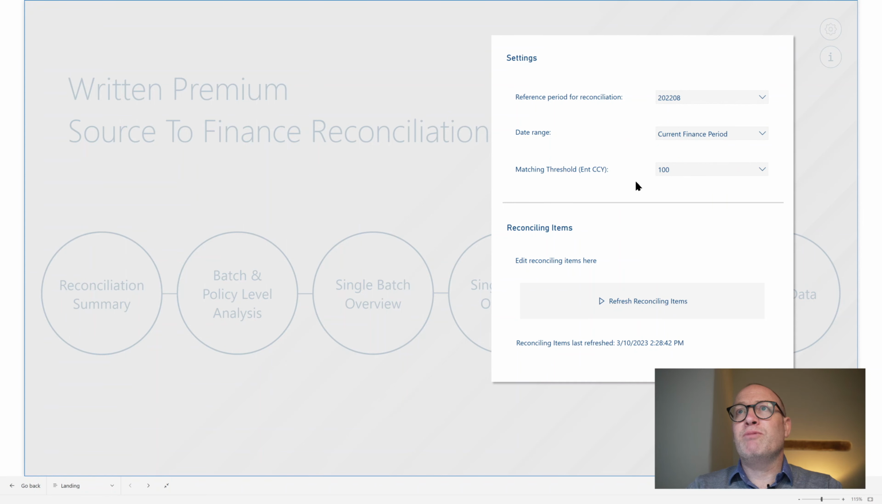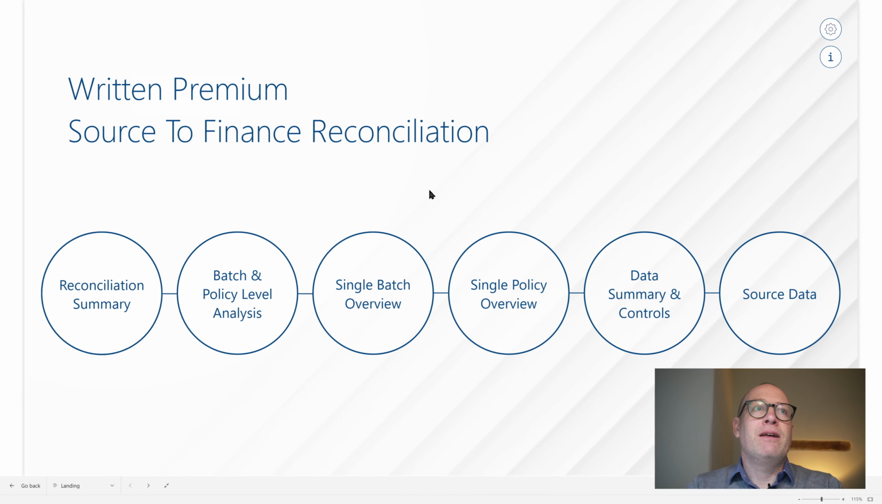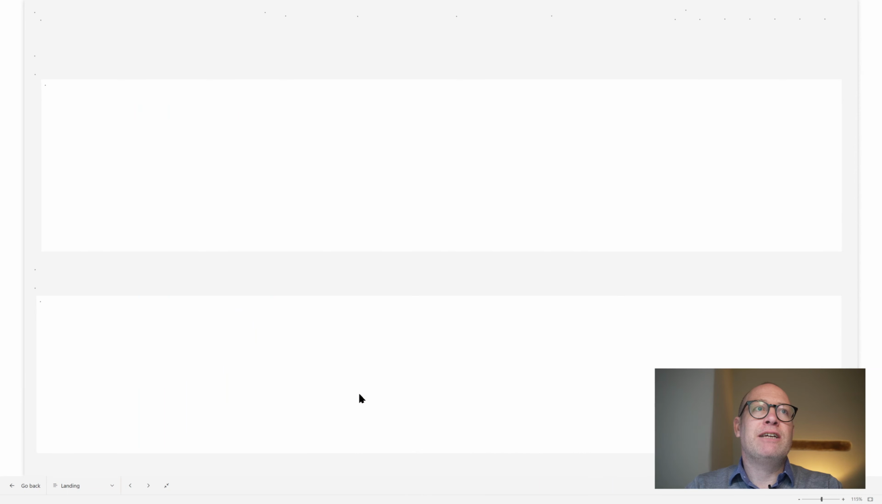And also we can set a threshold, so any differences below a certain threshold will be considered as agreement, and only differences above a threshold will show as a difference. I'll leave that how it is for now, 100 entered currency units. Okay, so let's have a look at our reconciliation summary.